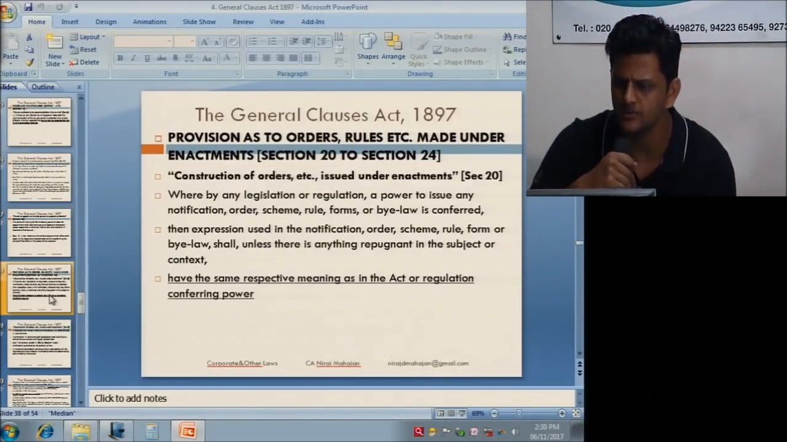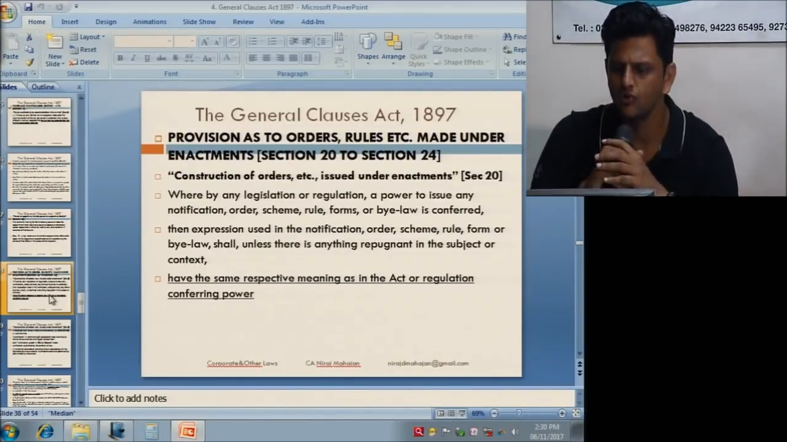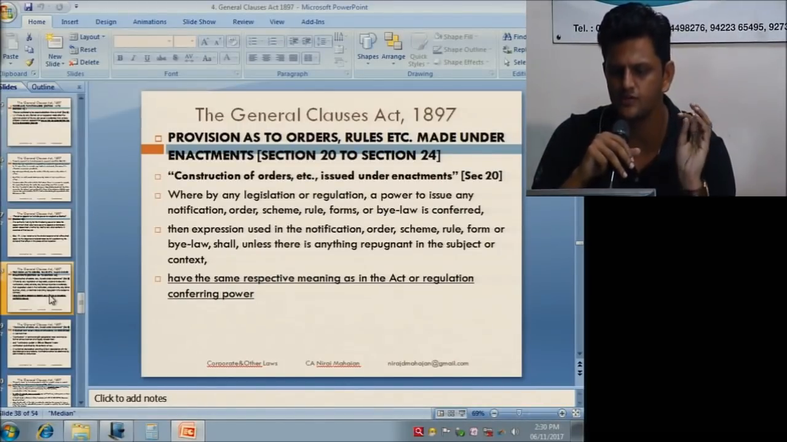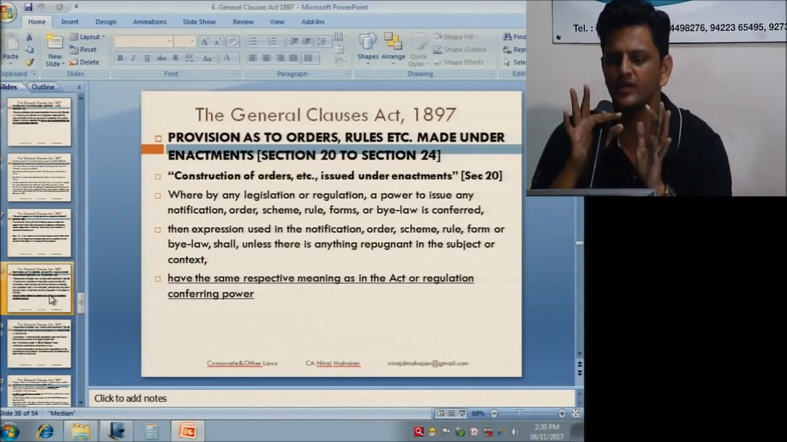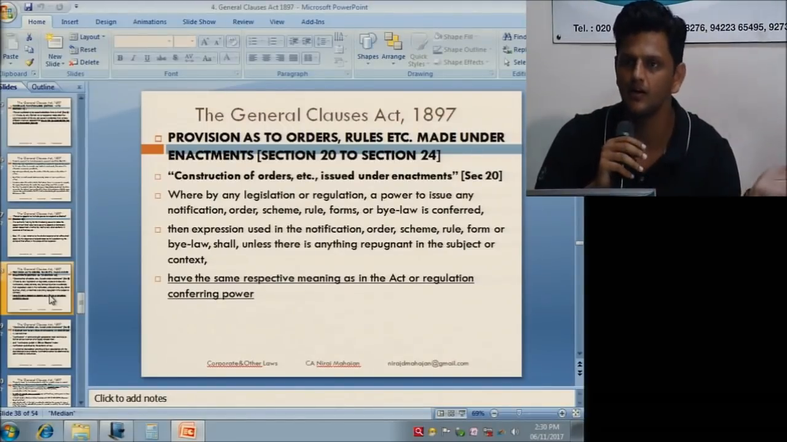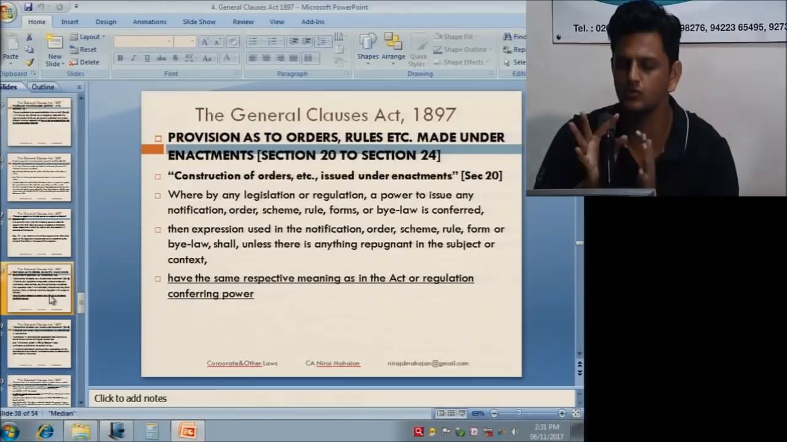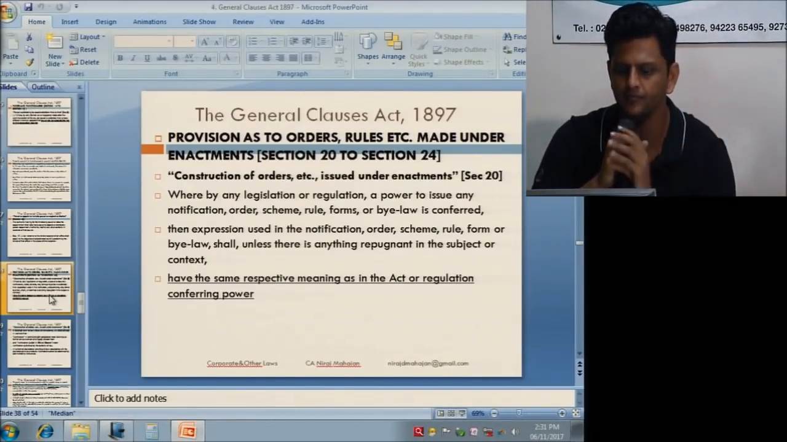Provisions as to orders, rules, etc. made under enactments, sections 20 to 24. Construction of orders, etc. issued under enactments. So any orders, see all these words: rules, regulations, notifications, orders, schemes, forms, bylaws, etc. They will have the same effect or standing as whatever the act has. Correct? So even if they are not a part of your provision or enactments, they'll still have the same standing. Correct? So they have the same respective meaning as in the act or regulation conferring the power.